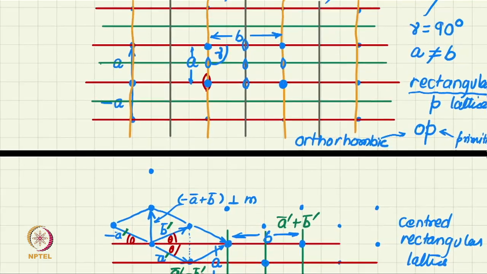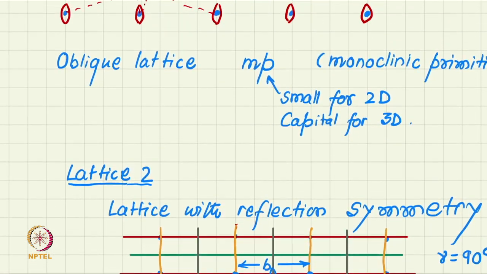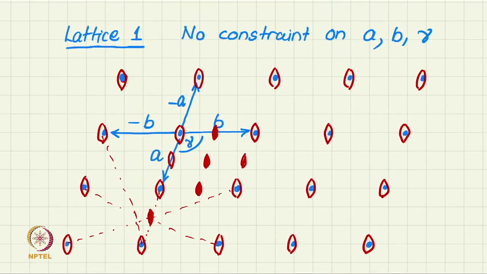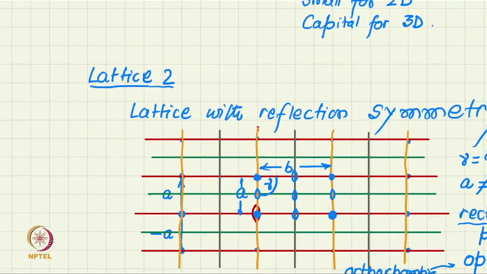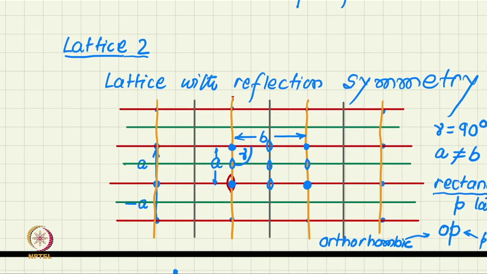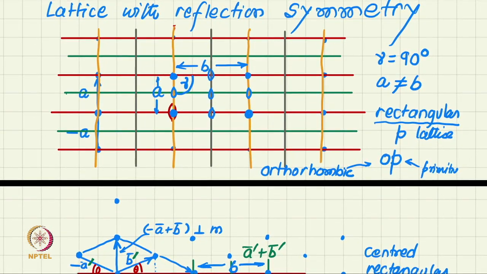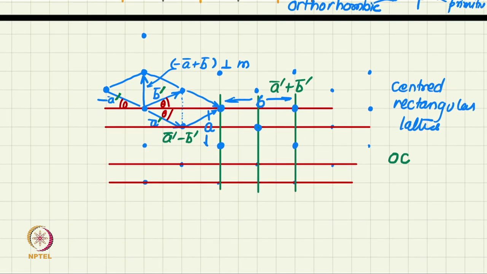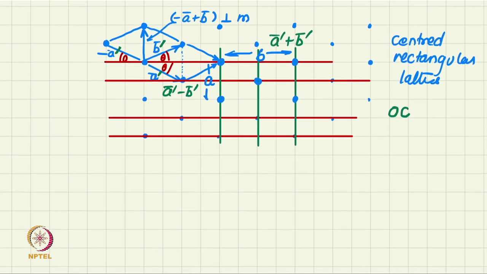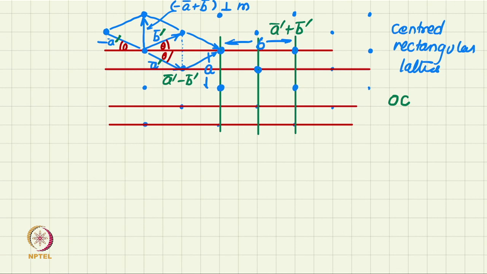Okay. So we generated 3 lattices. One was oblique, one is a primitive rectangle, and one is centered rectangle. There are actually 5 lattices. So, 2 more lattices we have to create, which we will do in the next class.